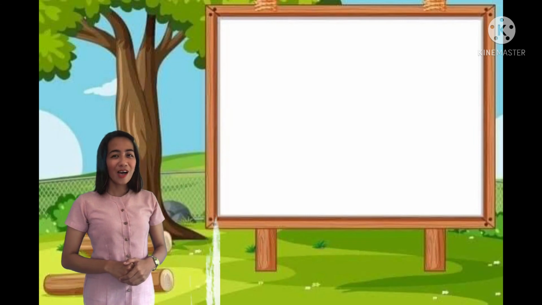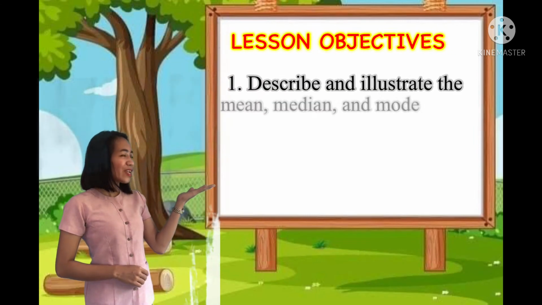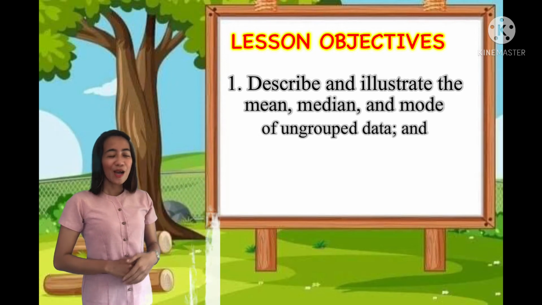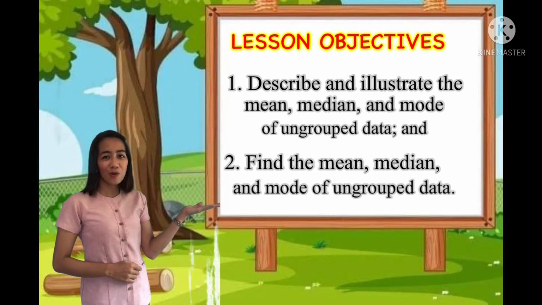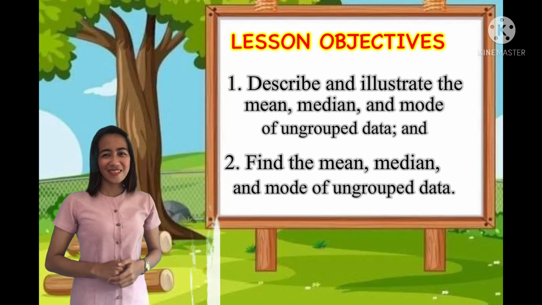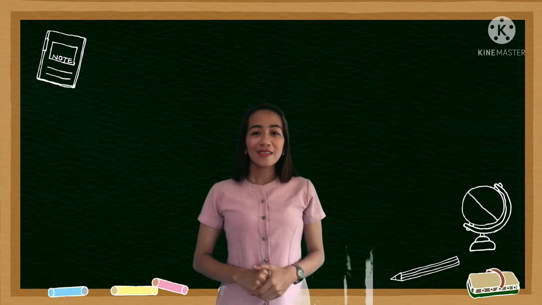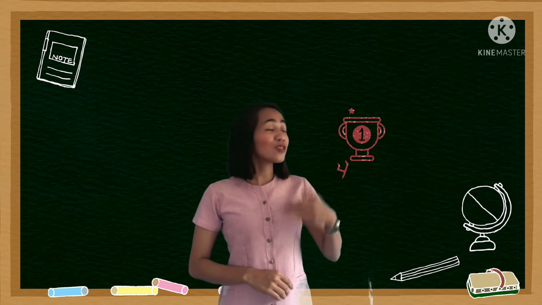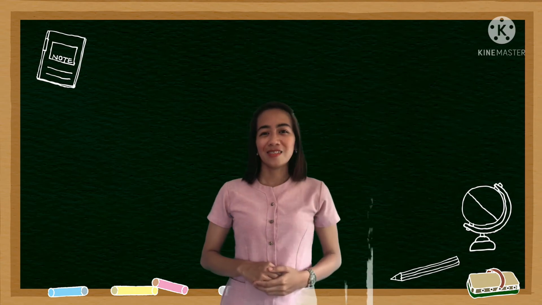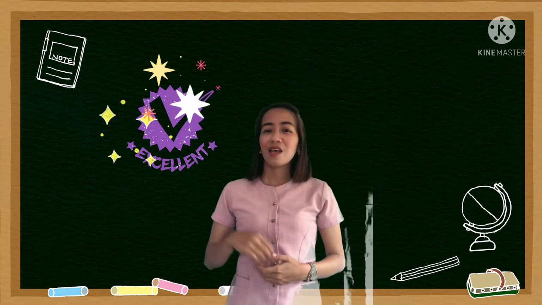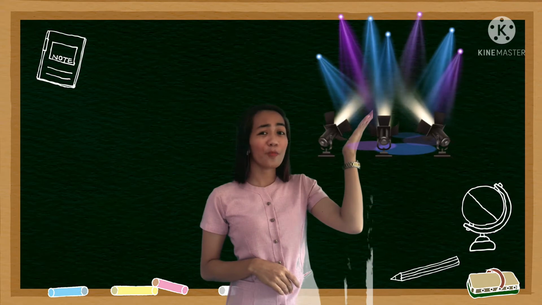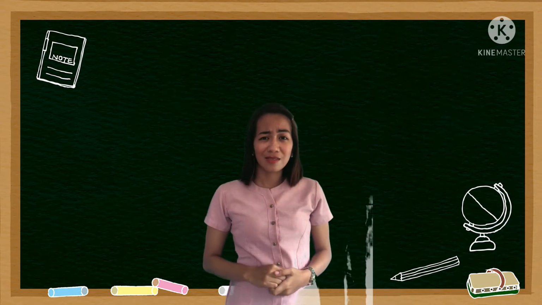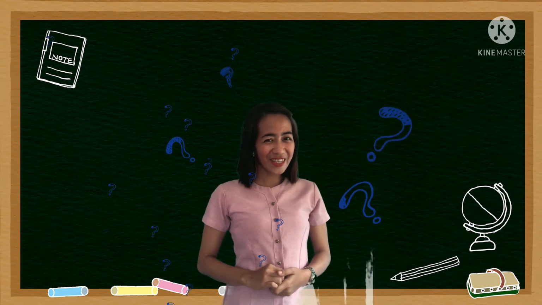Today, we will learn how to describe and illustrate the mean, median, and mode of ungrouped data, and find the mean, median, and mode of ungrouped data. Now, I have a question. How do you think the winners of the quiz are chosen? The academic awardees, radio and TV show personalities, and most valuable player are chosen. Do you want to know how?